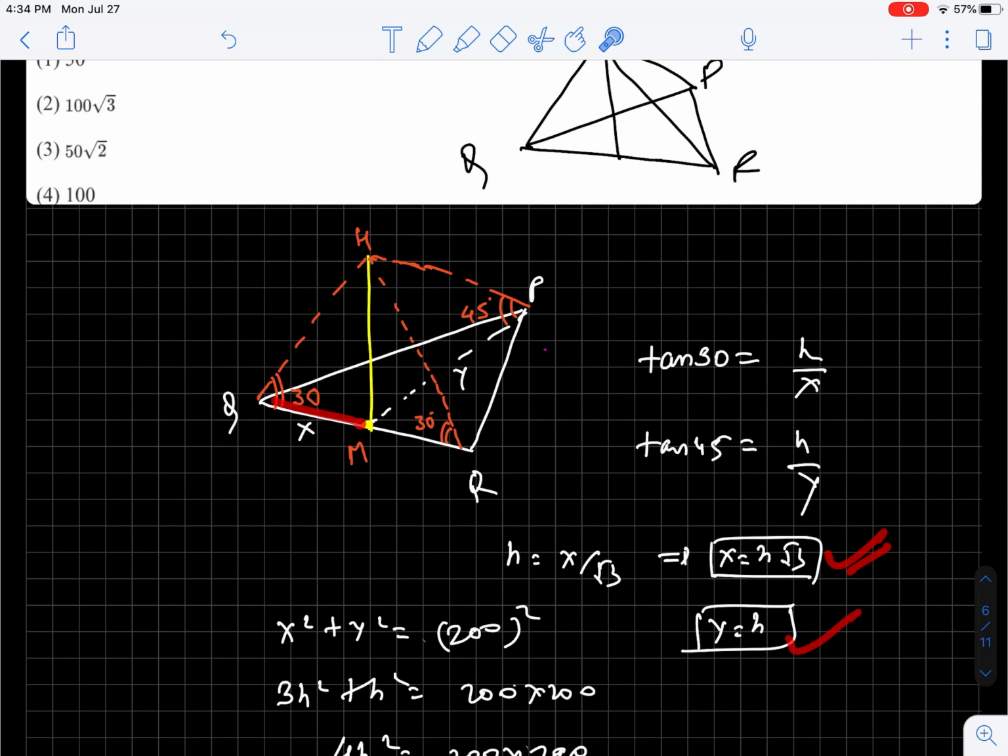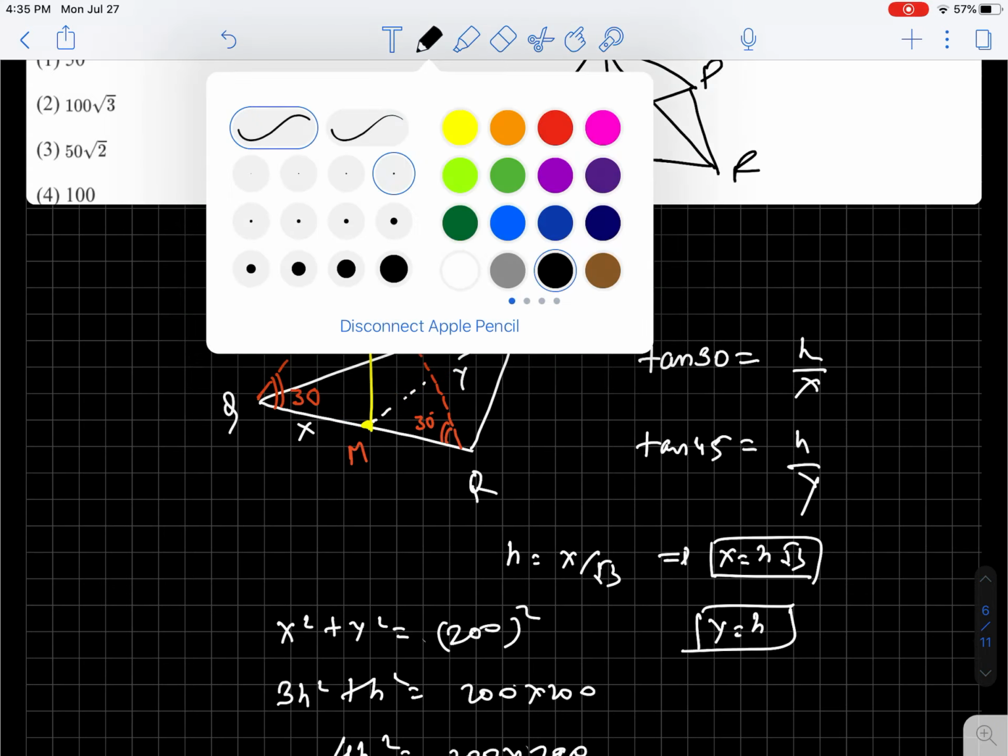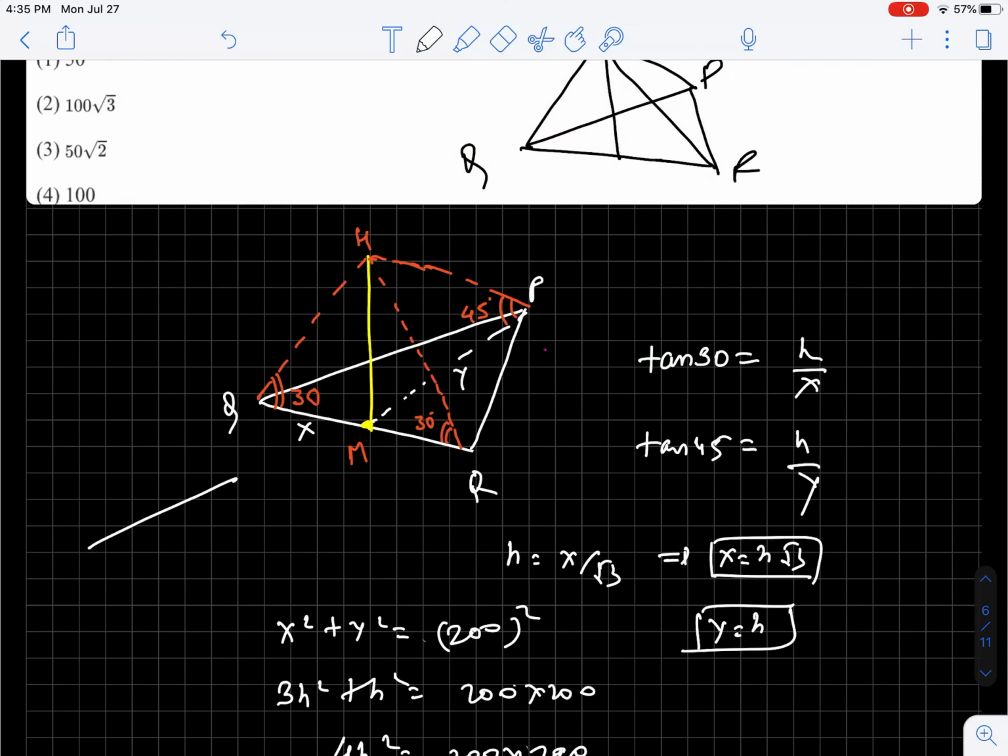Now we know the value of x and we know the value of y, and this side is 200 meters, because this is a median, and the median of an isosceles triangle is the perpendicular bisector. So this angle is 90 degrees. Concentrate on this triangle, see here: this is x, this is y, this is 200, and this is the perpendicular, 90 degrees.